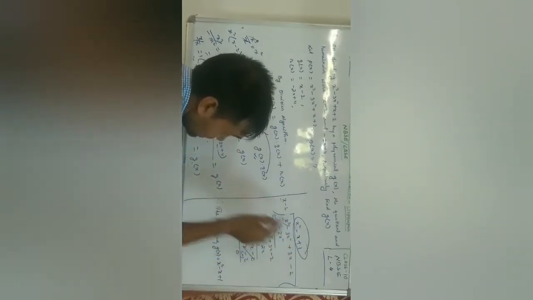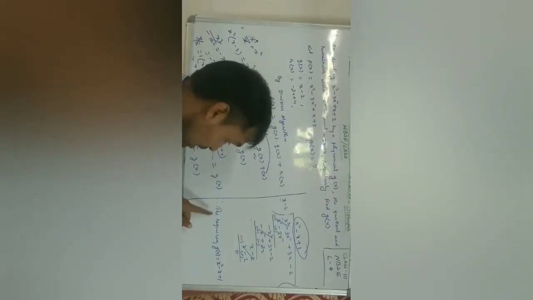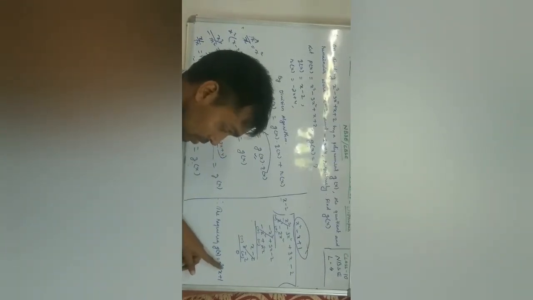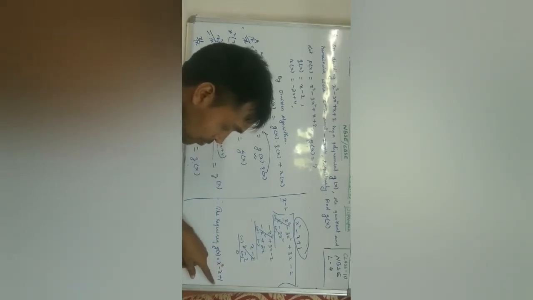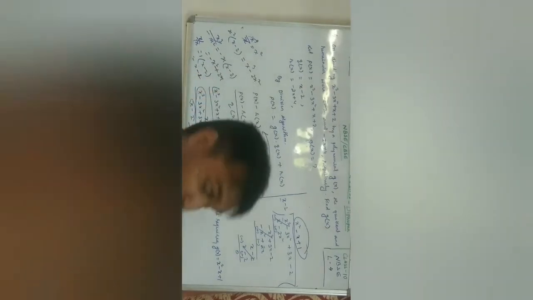So whatever quotient you got in this division, that will be your g of x. So we have written, therefore, the required g of x is equal to x squared minus x plus 1. Whatever quotient you get, that will be your g of x. This question is very easy.